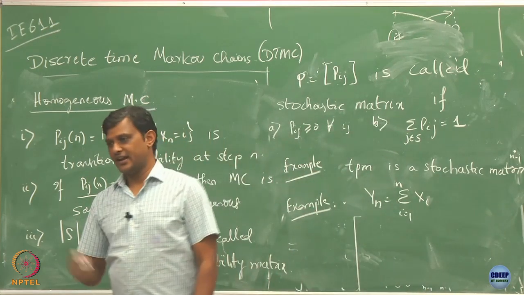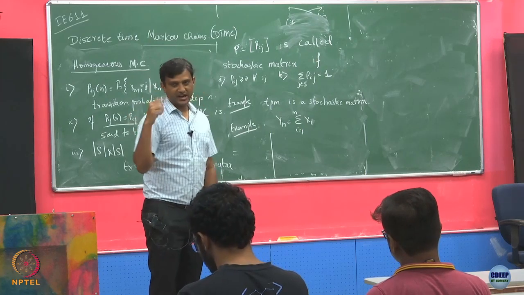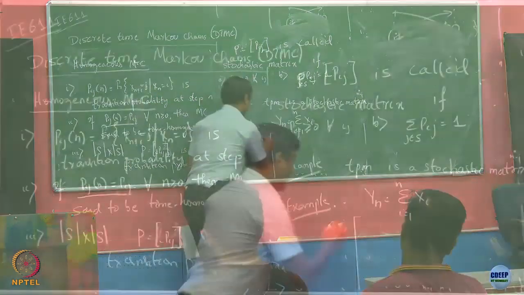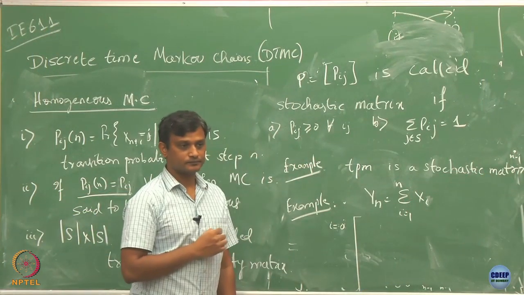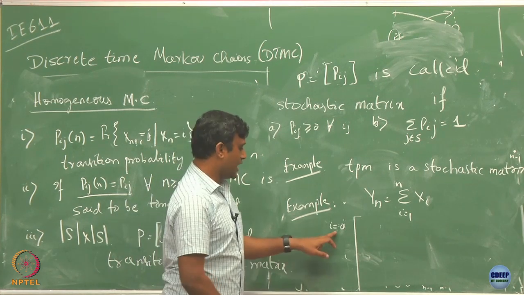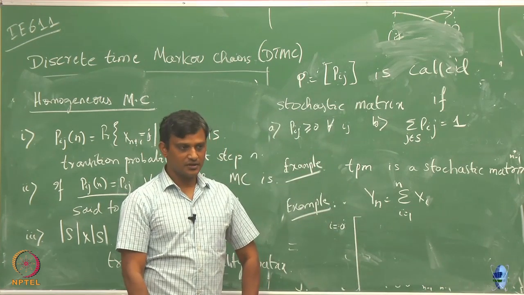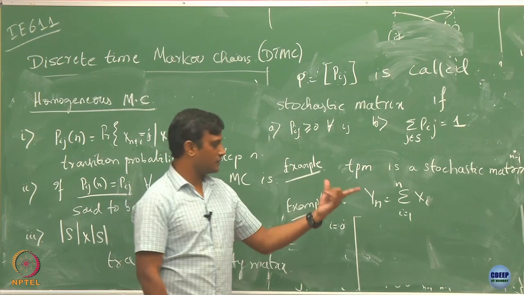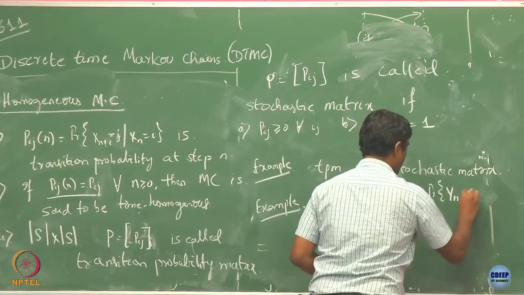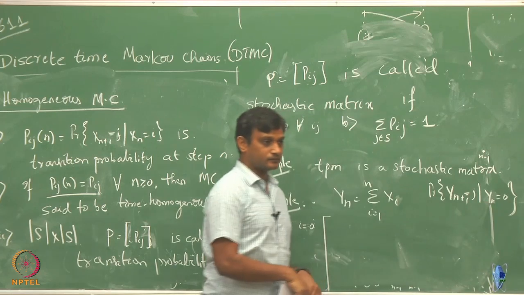So it is going to be cardinality of S times cardinality of S. There are going to be infinitely many rows, but let us try to understand how one row looks like. Let us take the first row, which corresponds to i equals 0. So what does i equals 0 mean? You have observed the value 0, and now I am trying to find Y n plus 1 equals some j given Y n equals 0, right.